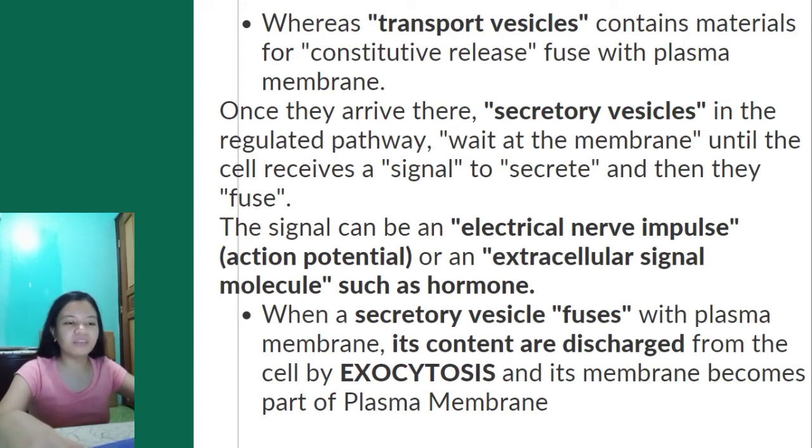So meaning na hindi sila pwedeng mag-secrete, and hindi sila pwedeng mag-fuse kapag hindi pa sila nakaka-receive ng appropriate signal para doon. And then yung signal na yon can be an electrical nerve impulse or yung action potential, or it can be an extracellular signal molecule such as yung hormone. Then kapag naman yung secretory vesicle is nag-fuse siya sa plasma membrane, yung mga content nito is nadi-discharge from the cell by the means of exocytosis. And then ang mangyayari doon, yung mga membrane nila is magiging part na siya ng plasma membrane.